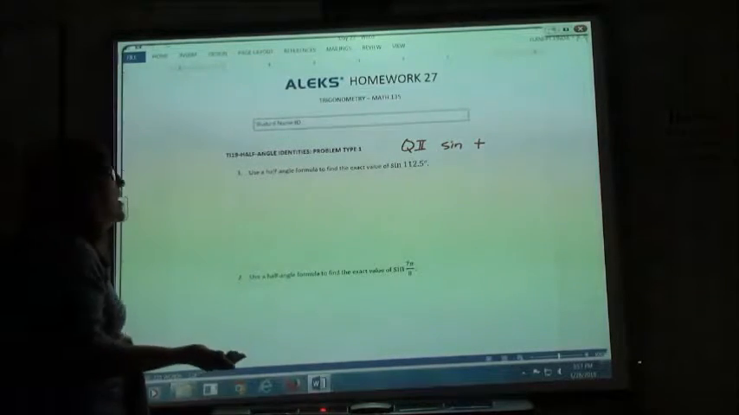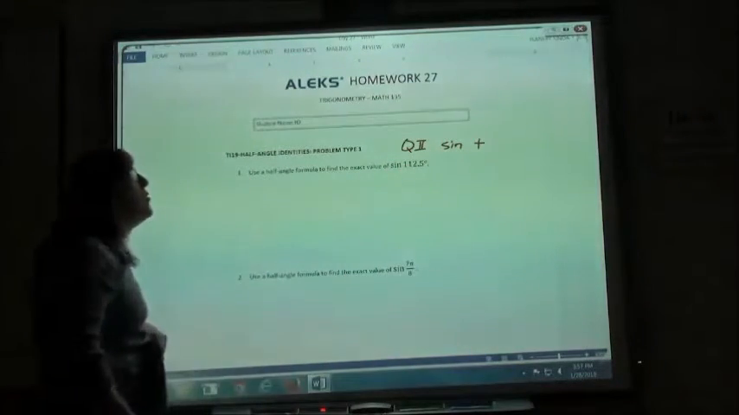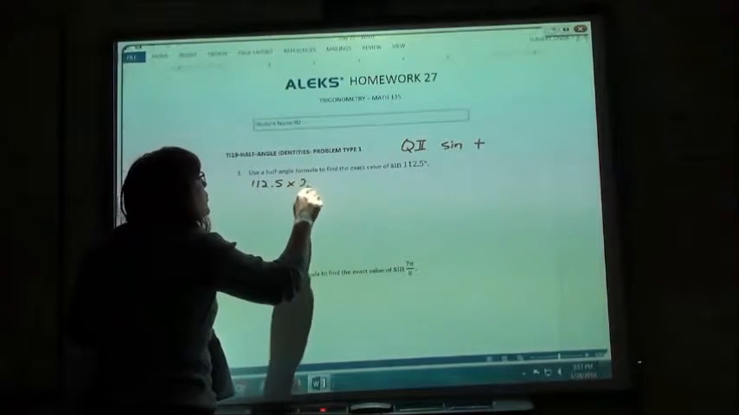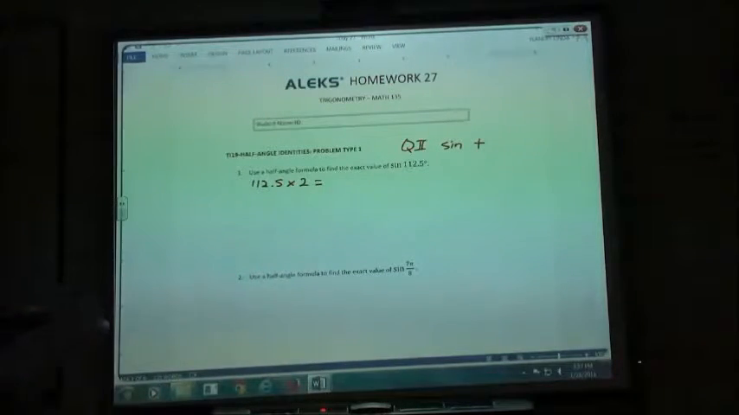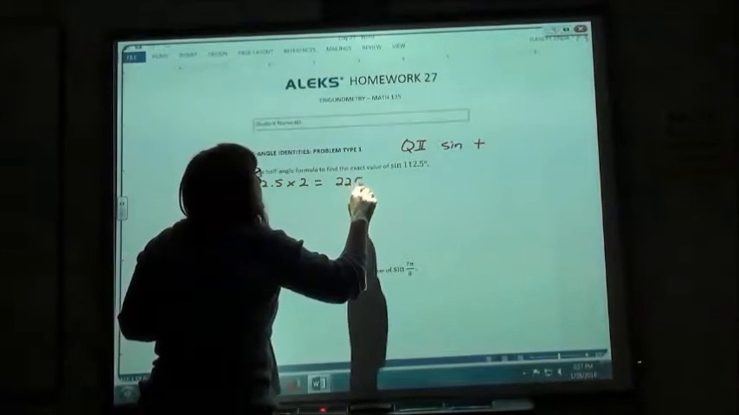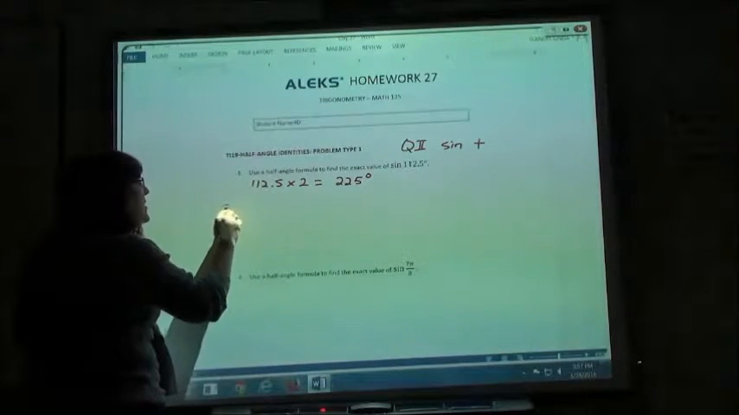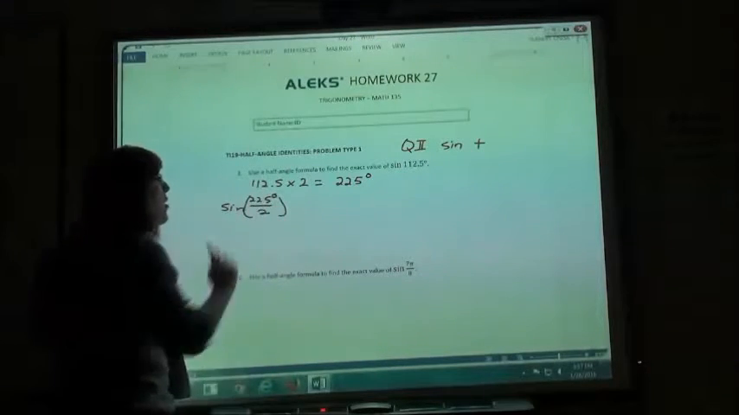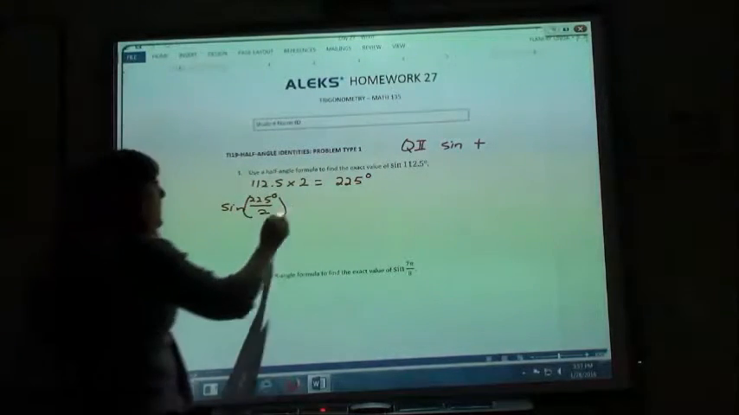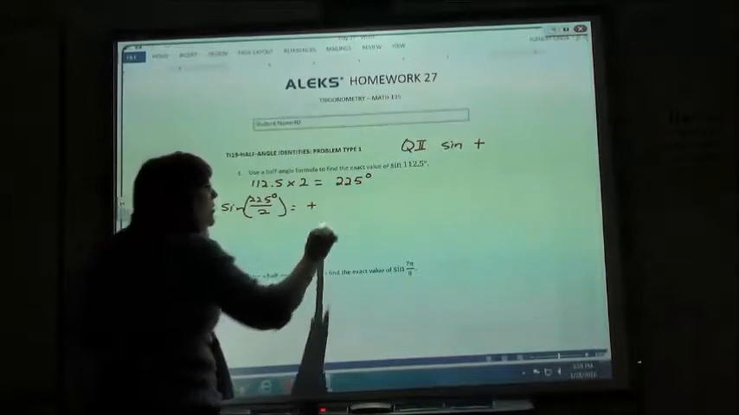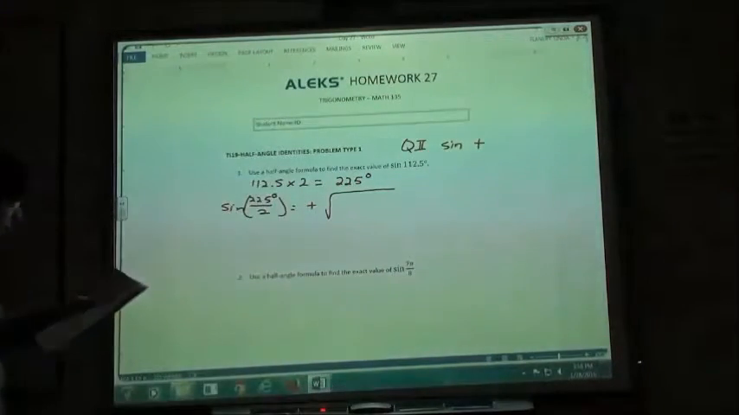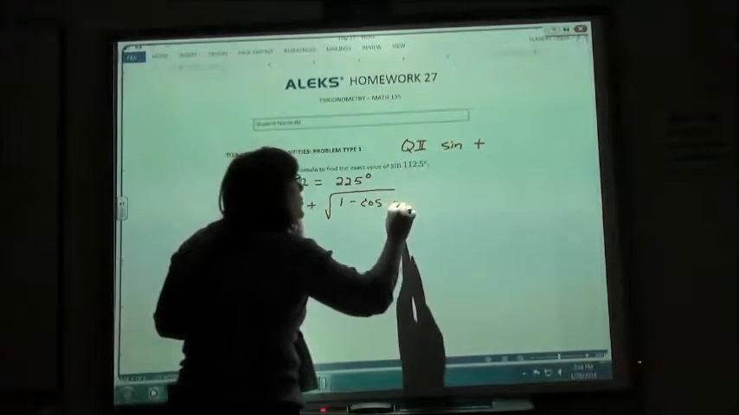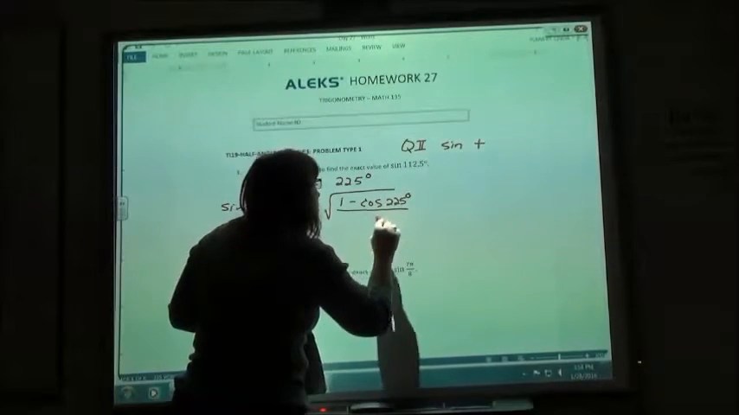The other thing we would do then is figure out what twice this is so that we can use our double angle formula. So if I take 112.5 times 2 and you multiply that out, you get 225 degrees. So we are going to do the sine of 225 degrees over 2, which is our 112.5. We know it's going to be positive because we're in quadrant 2, and our formula says that we're going to do the square root of 1 minus the cosine of our 225 degrees over 2.